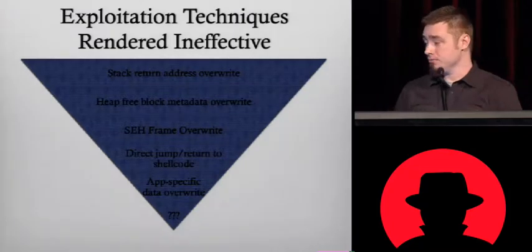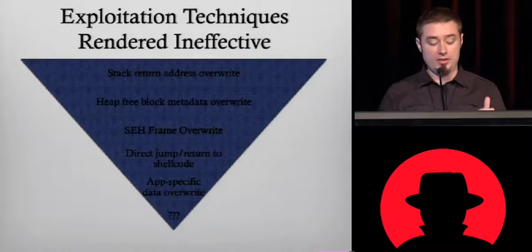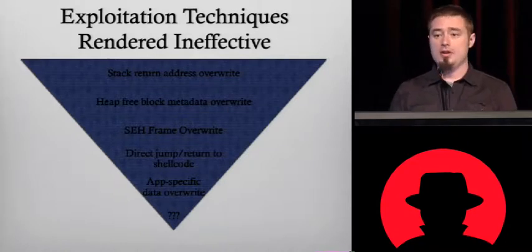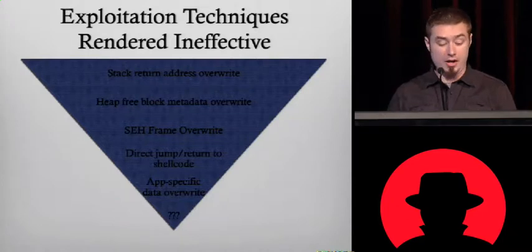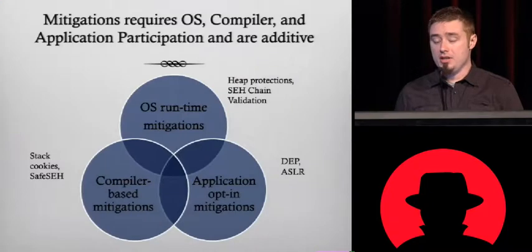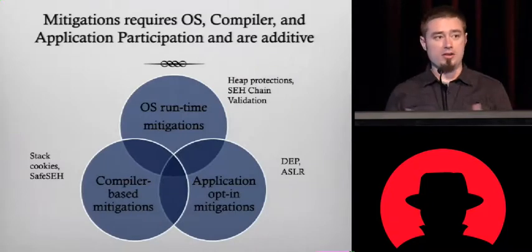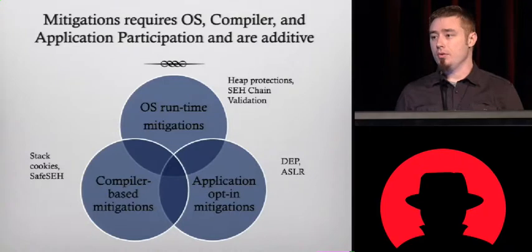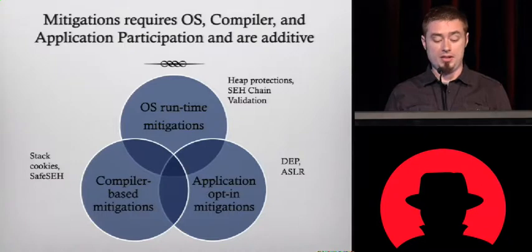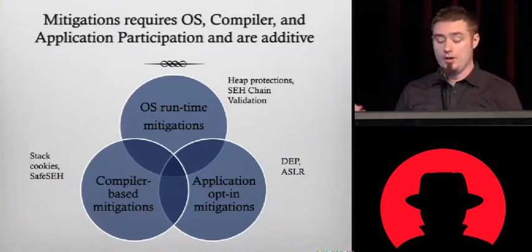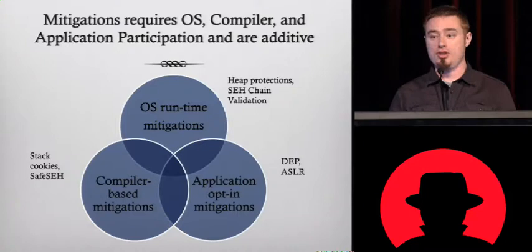Where we are right now is near the bottom at the application-specific data overwrite, because DEP and ASLR have sort of mitigated a lot of the other things. And now what's common is overwriting C++ vtables, which are application-specific, and overwriting the function pointers there. One of the things to keep in mind with these mitigations is that they actually require cooperation between a lot of parties. And this is actually where a lot of applications fall down, because they'll include old code, new code, third-party plugins, and not everyone may use the same compilers and same flags, so you won't get all the best mitigations. And there are some that require cooperation from the operating system, such as heap protection, SEH chain validation.